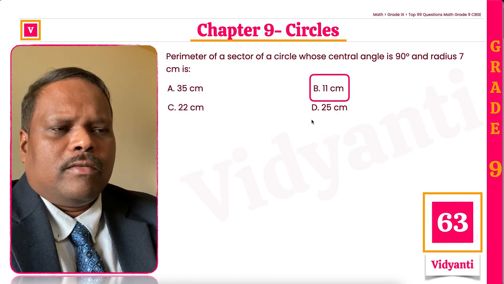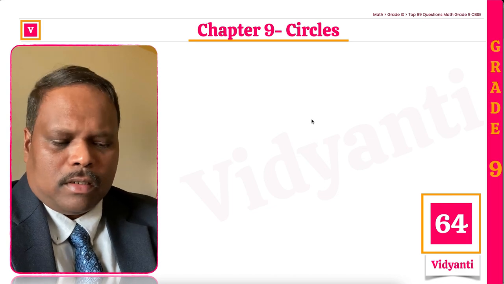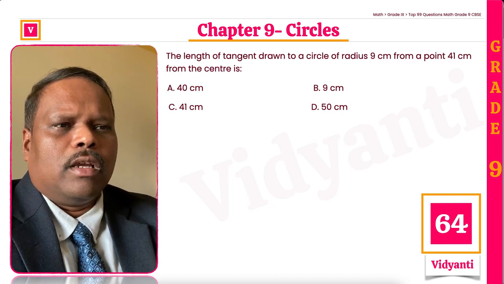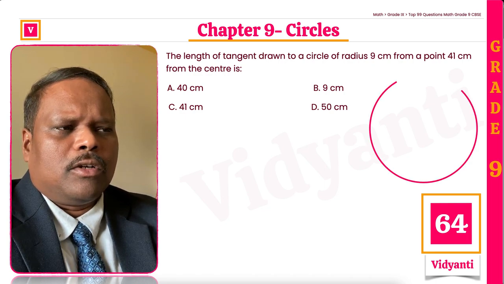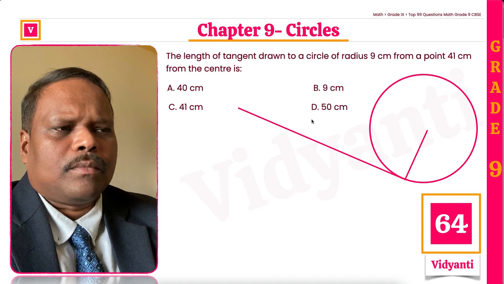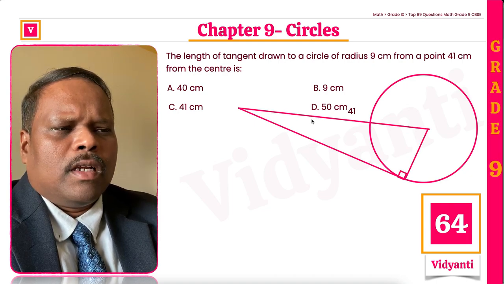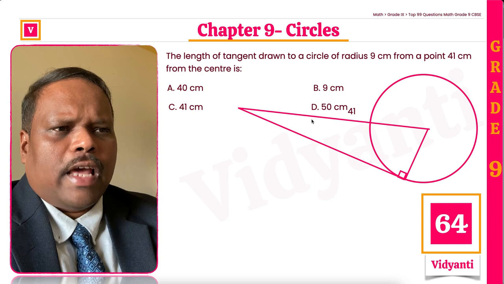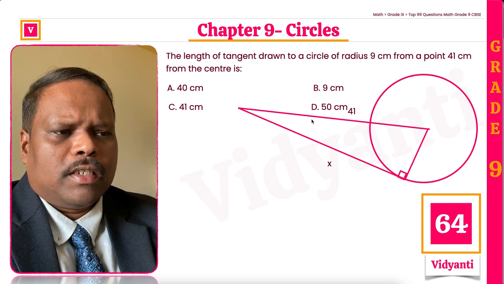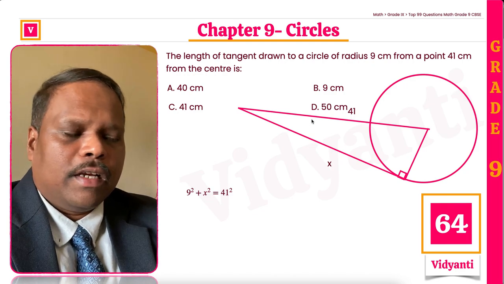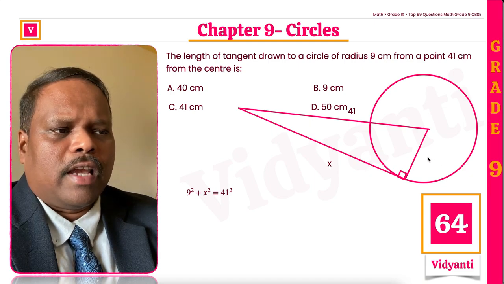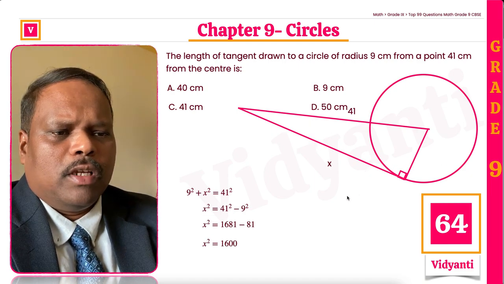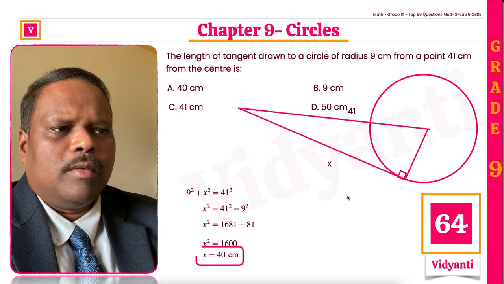Perimeter of a sector. Well, I need to put that. Let's say, okay. Length of a tangent drawn to a circle is 9 centimeters. Let's draw the diagram. This is 90 degrees. The direct distance is 41. The point of tangency has x distance, and the radius vector is 9. So this is a right angle triangle. So we can write 9 square plus x square. This will come out to be 40. X will be 40.